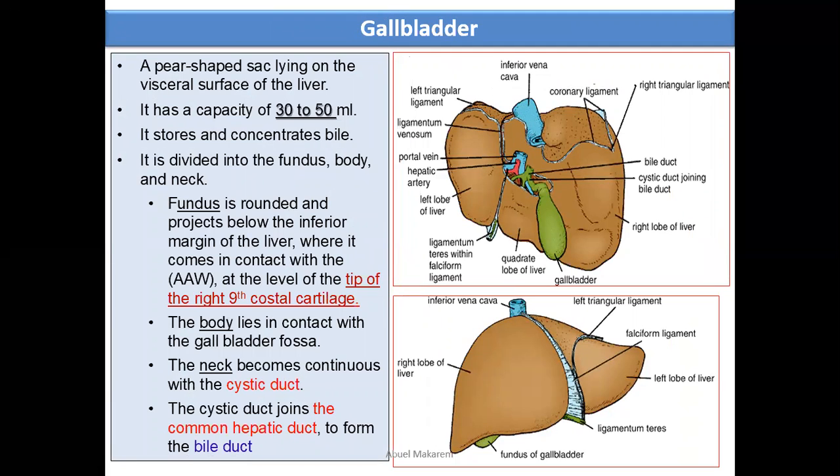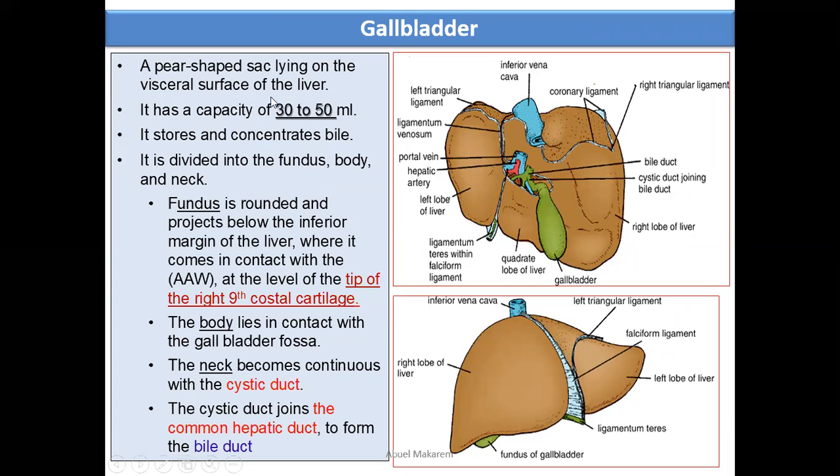Now coming to the very important component of the biliary system, that is the gallbladder. This is the gallbladder here. It is a pear-shaped sac lying on the visceral surface of the liver. As we saw, this is the diaphragmatic surface, and this is the visceral surface where we can see the gallbladder.